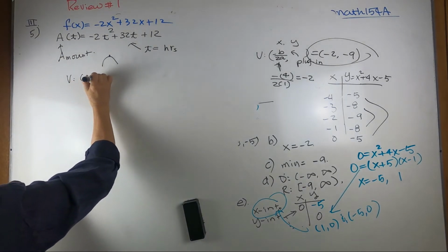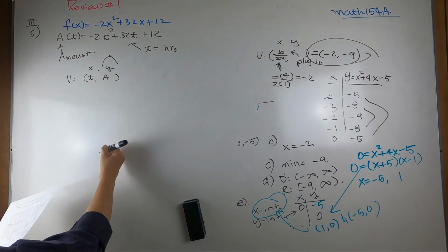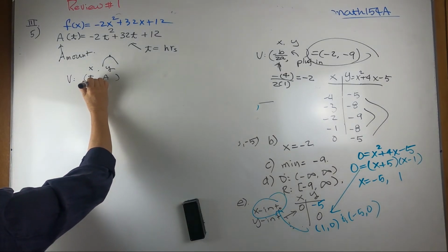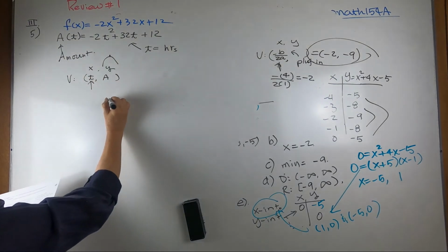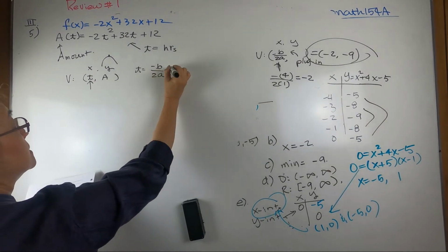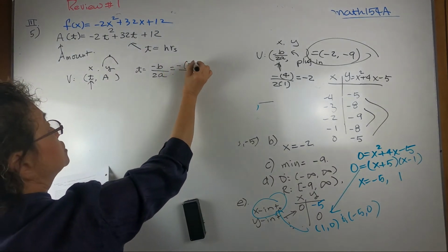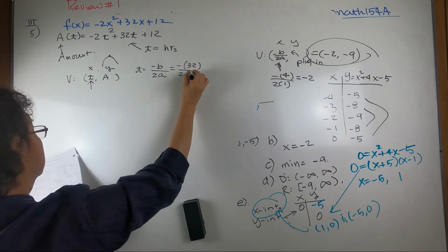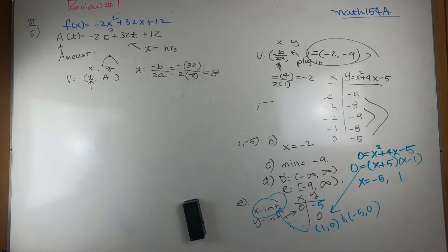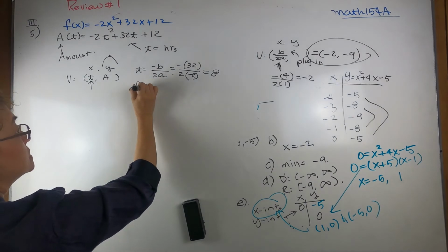Vertex is what? Instead of x and y, we use t and A, right? T is your hours. So how do we find the vertex? We say it's negative b over 2a, right? b is 32, so negative 32, and a is negative 2. So what do we have? We have 8. What does 8 mean? It's the hours after 6 a.m.